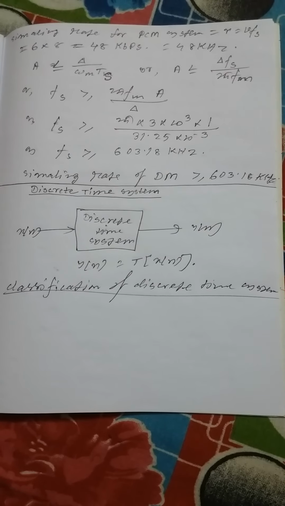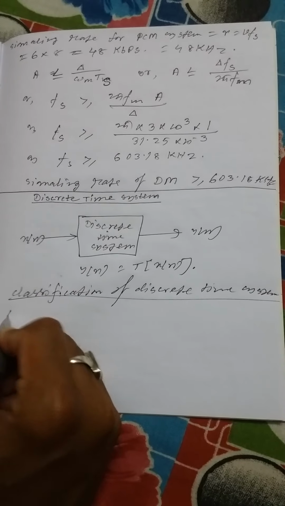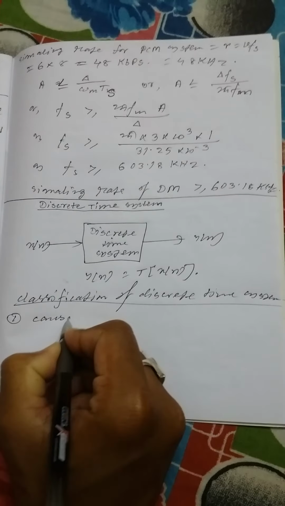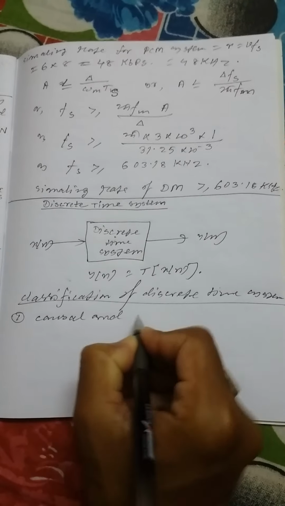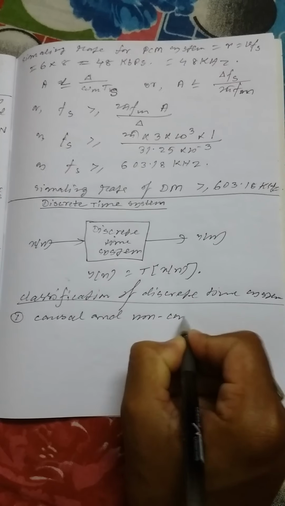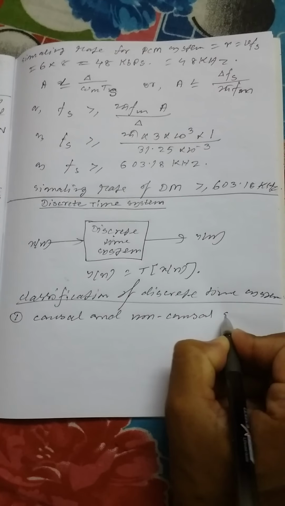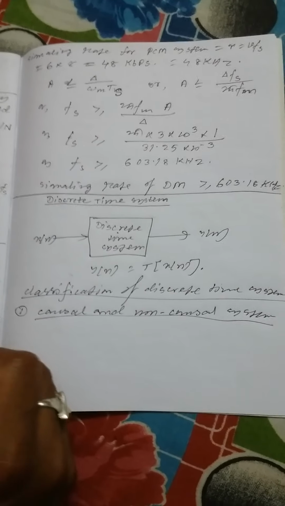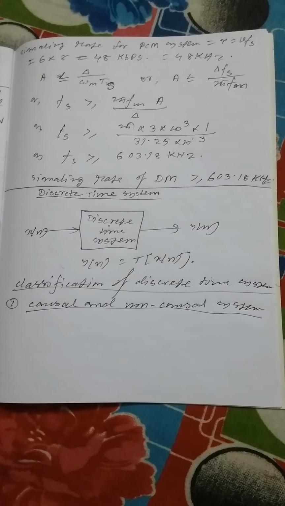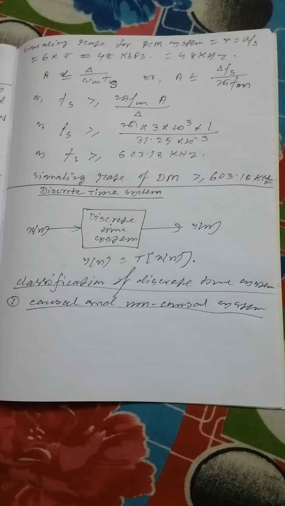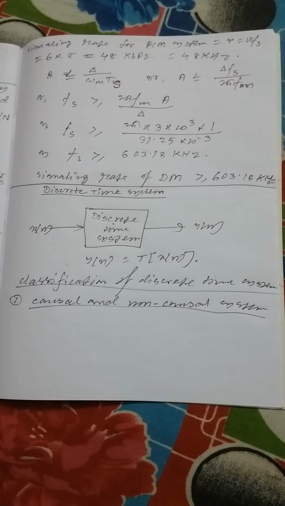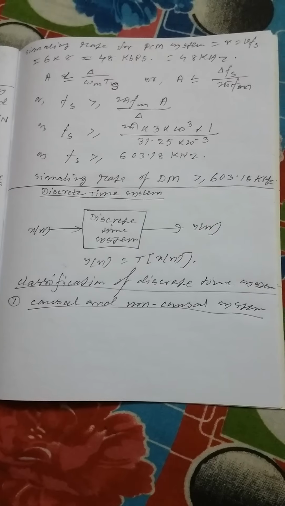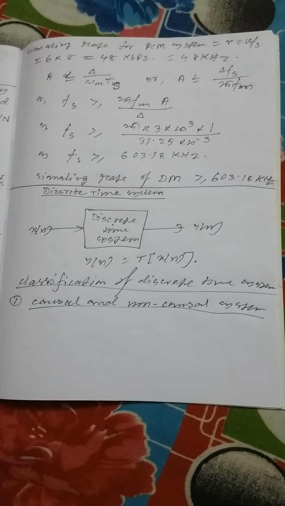Now causal and non-causal system. This classification is very much important. A system is said to be causal if the output of the system at any time n depends only on present and past input but does not depend on future inputs.